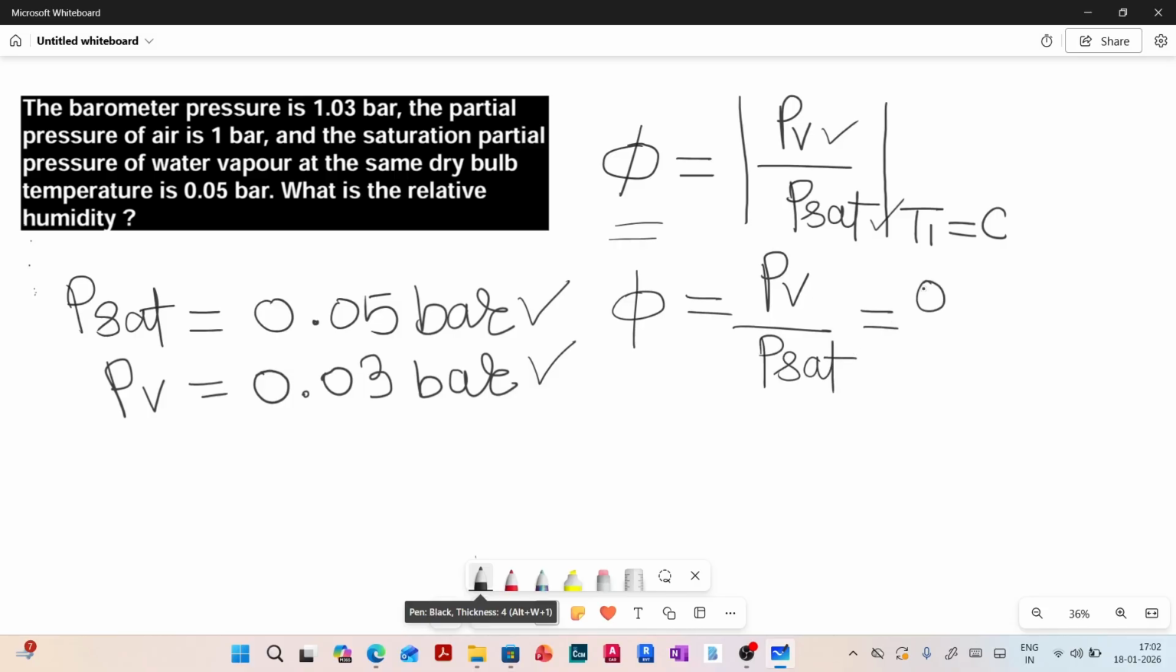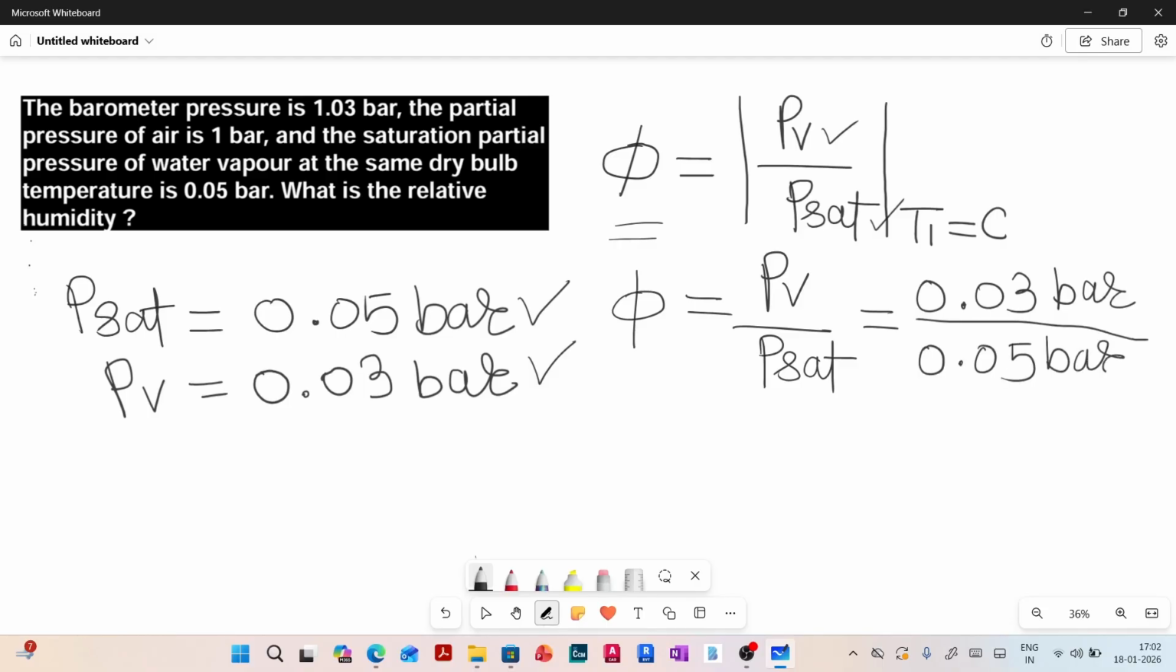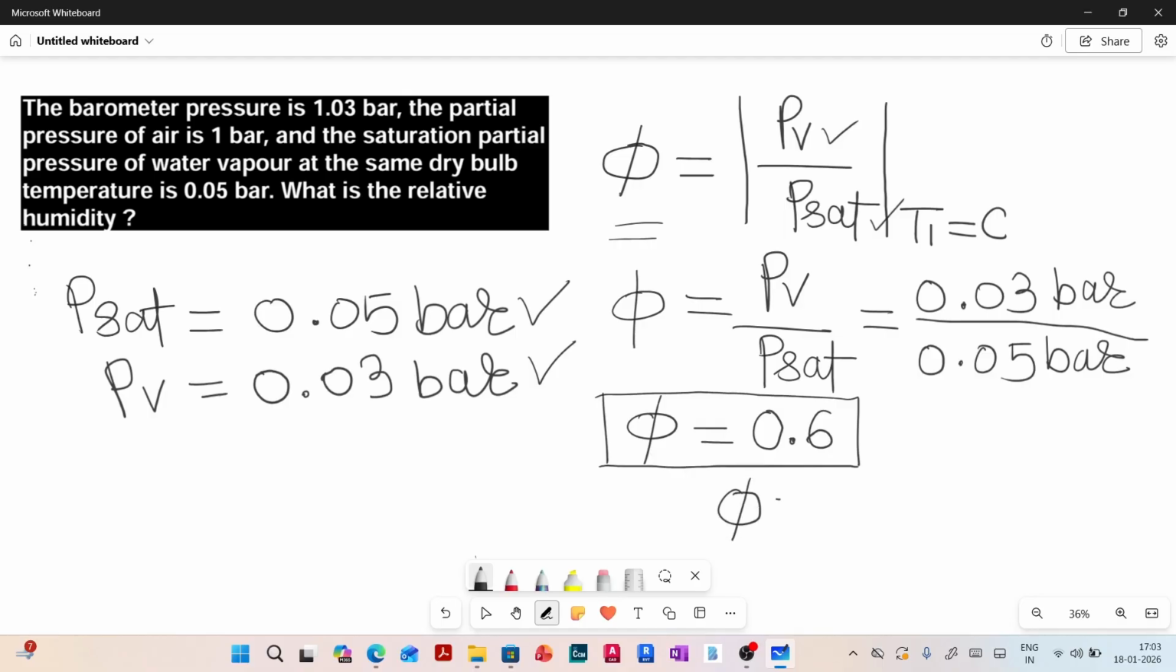PV is 0.03 bar divided by saturation pressure, which is 0.05 bar. This gives me relative humidity is equal to 0.6. Now if I want to write this relative humidity in terms of percentage, relative humidity is equal to 0.6 multiplied by 100. That gives me relative humidity is equal to 60%.